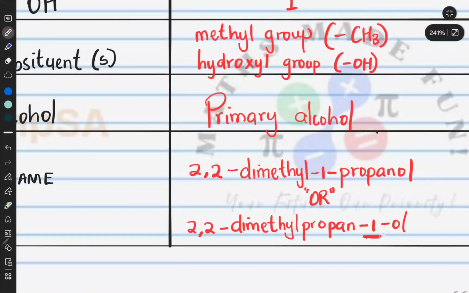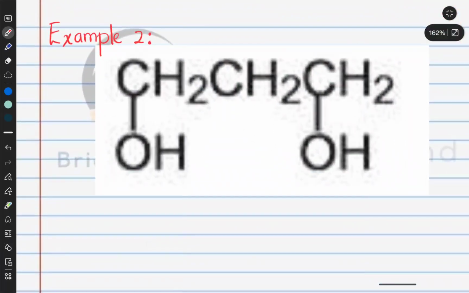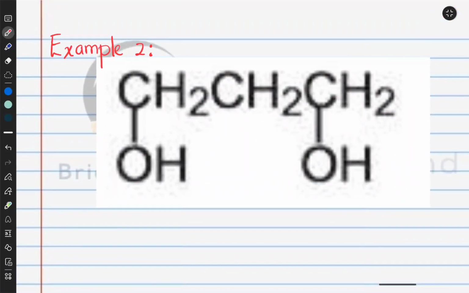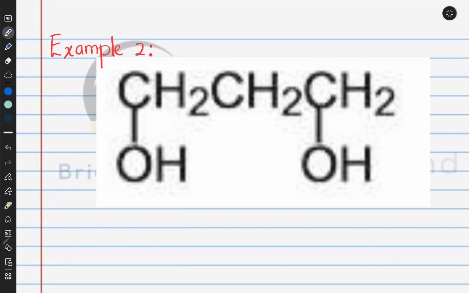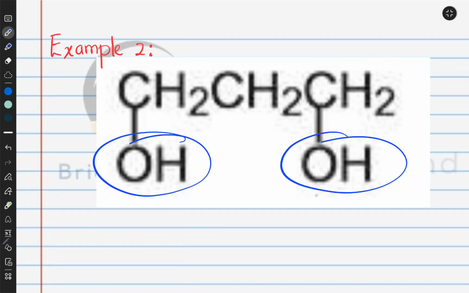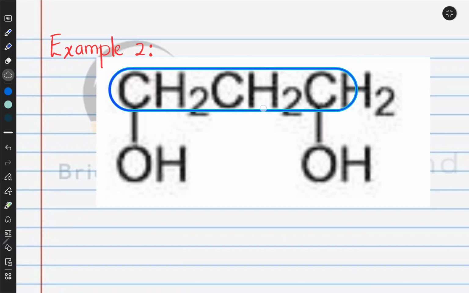Okay, now let us focus on our next example. So now we have this one, right? This is a condensed structural formula. So here we can identify our parent chain as well. Check to make sure that it includes both, because we have 2 hydroxyl groups now. To make sure that this chain includes both hydroxyl groups, it's clear that this is the only chain that would allow that. So this has to be our main chain or our parent chain.